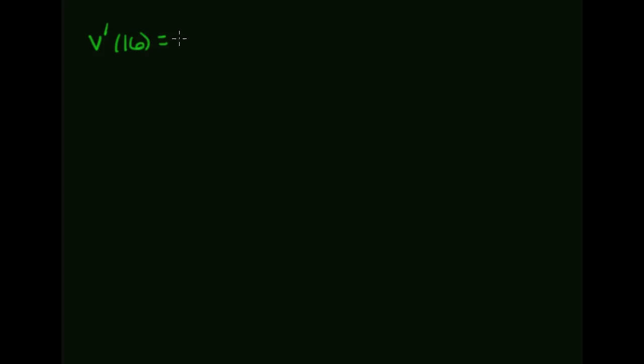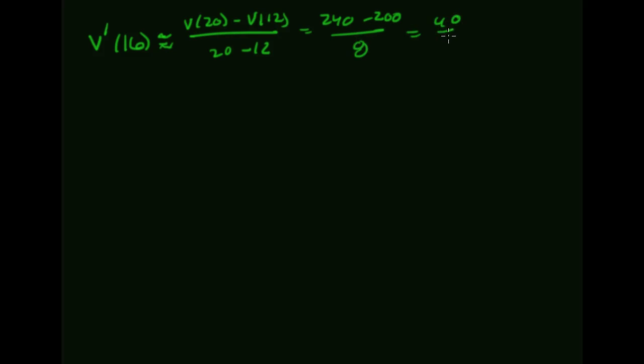So the nearest points to 16 here are 20 and 12. So you can take V of 20 minus V of 12 over 20 minus 12, which gets you 240 minus 200 over 8, which is 40 over 8, which is 5 meters per minute per minute. So that's going to be an acceleration. That's meters per minute squared. Use the correct units. So that's part A.